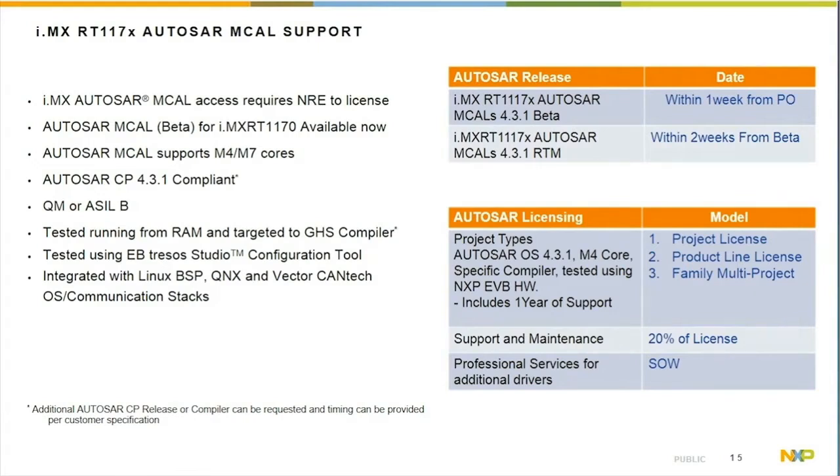We do test our MCAL packages. They run from RAM and they're targeted on the Green Hills compiler. They're tested on Electrobit's Tresso Studios config tool, and then they're integrated in our Linux, BSP, QNX, and Vector Cantech communication stacks. There are 3 different project types, depending on if it's a single project, multiple product line licenses, and then we also have multiple family pack licenses.